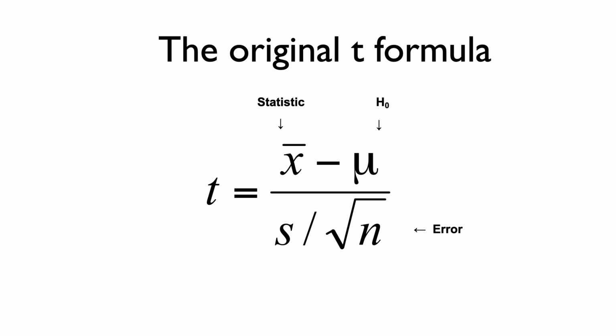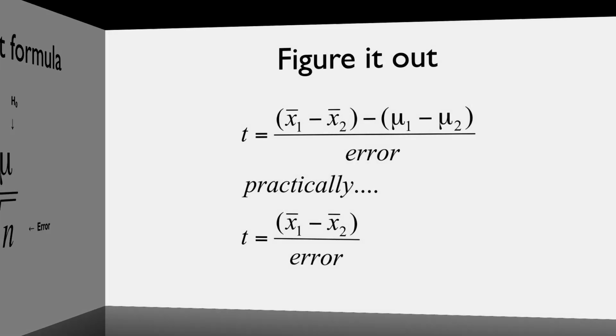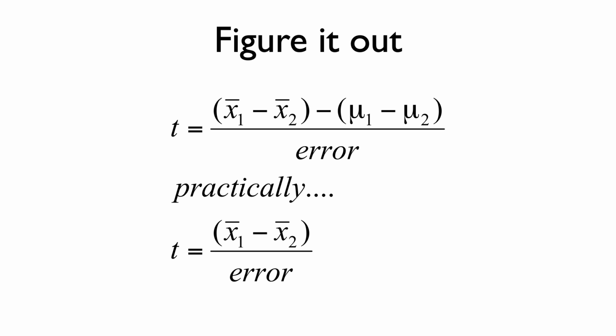So that's what we have: statistic minus H0 divided by error. So let's build the formula. The statistic we're interested in, are the two groups different, is x bar 1 minus x bar 2. So that's we 6 and you 6. Are we different from you guys? So we would subtract our mean from their mean. And our hypothesis is that mu1 minus mu2 equals 0. That they are the same. Because if they're the same, mu1 minus mu2 must equal 0, right?